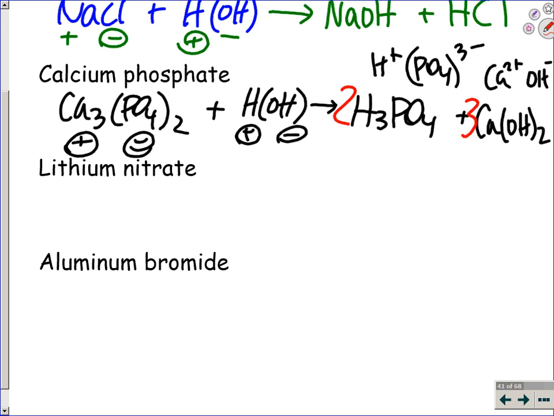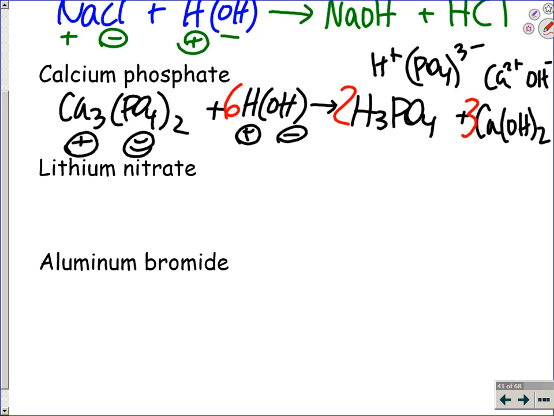Okay, so now we have 3 calciums and the 2 phosphates. Now, look how many hydroxides I have. 6. 3 times 2 is 6. So what do I need here? A 6, because that's going to give me 6 hydroxides. And then how many H's does that give me? 6. And guess how many H's I had? 6. Okay, you guys are next.